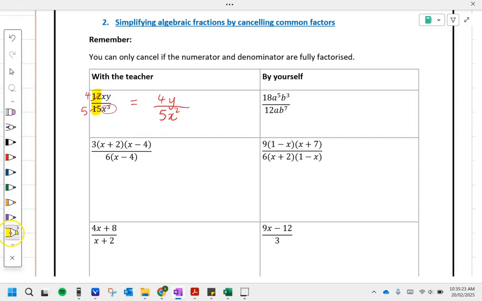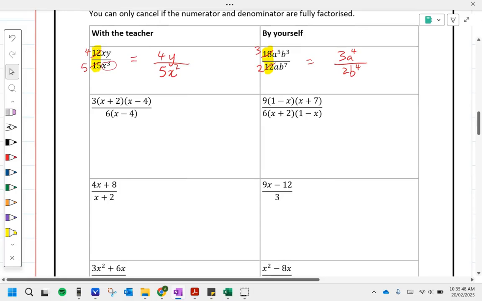All right. 18 over 12, both divisible by 6. That divided by 6 is 3. That divided by 6 is 2. So we've got 3 over 2. The top has more A's. It has 4 more. The bottom has more B's. It has 4 more. Done.